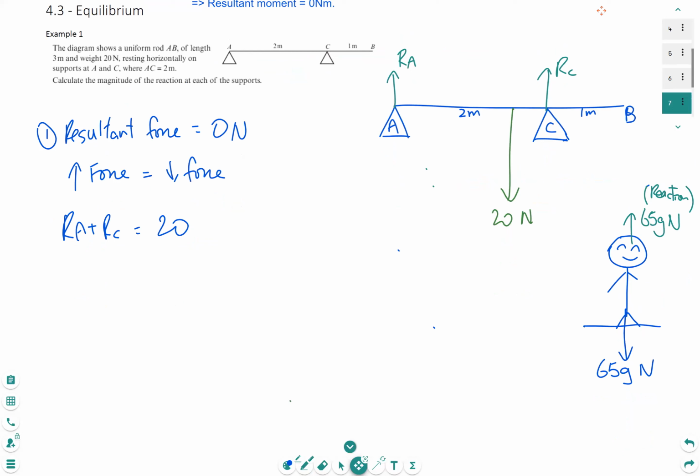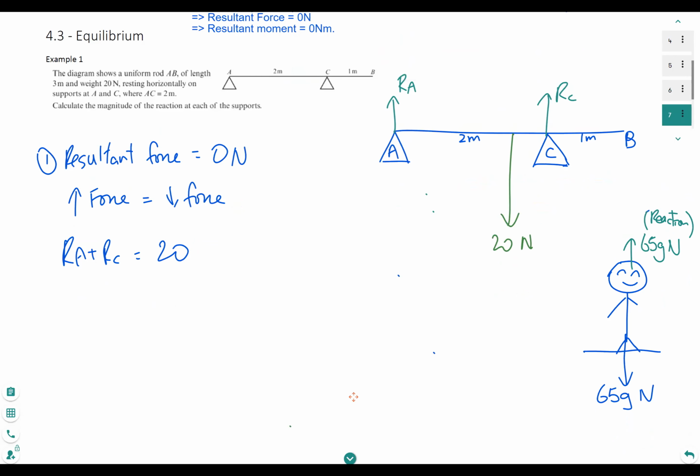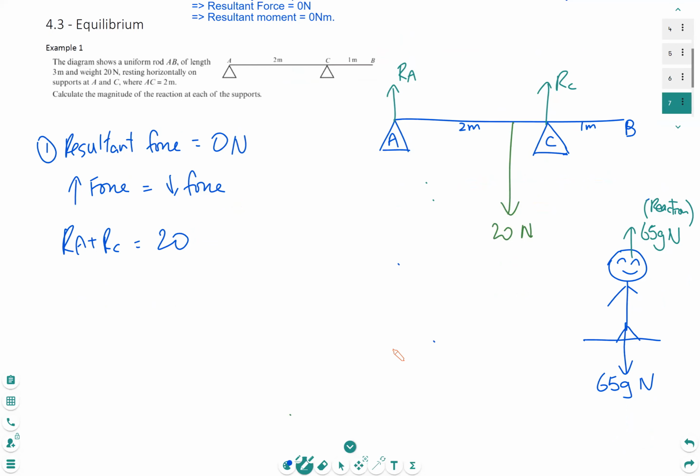To calculate the resultant moment, you will need to work out the moment of each force: RA, RC, and 20. So we're going to do that. Okay, so step 2, we'll take moments at a point. Now, there's no pivot in there. They don't tell you which one is the pivot, so you can take moments at any point. Now, we'll take moments at A for this instance.